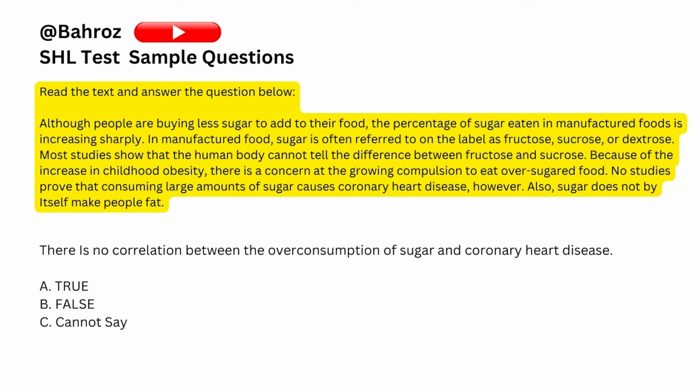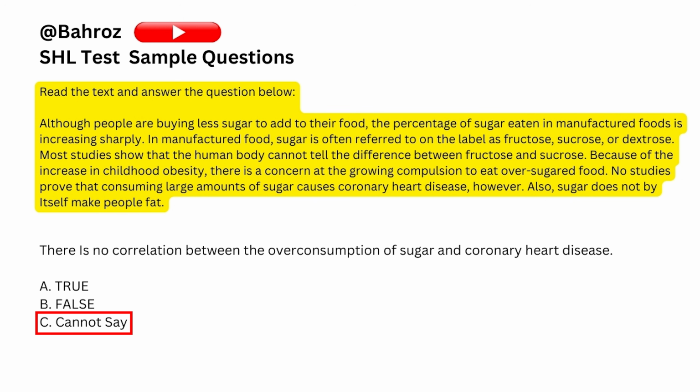Question number 9. Although people are buying less sugar to add to their food, the percentage of sugar eaten in manufactured foods is increasing sharply. In manufactured food, sugar is often referred to on the label as fructose, sucrose, or dextrose. Most studies show that the human body cannot tell the difference between fructose and sucrose. Because of the increase in childhood obesity, there is a concern at the growing compulsion to eat over-sugared food. No studies prove that consuming large amounts of sugar causes coronary heart disease, however. Also, sugar does not by itself make people fat. There is no correlation between the overconsumption of sugar and coronary heart disease.